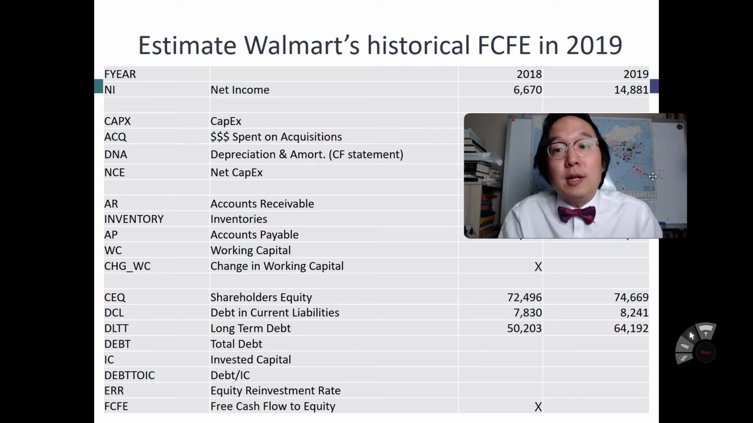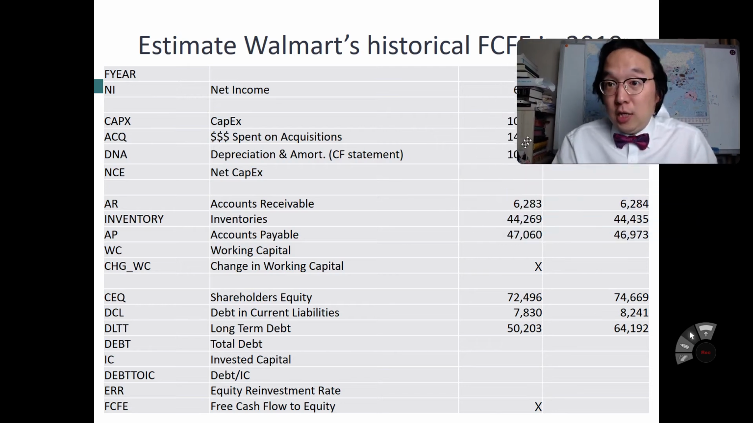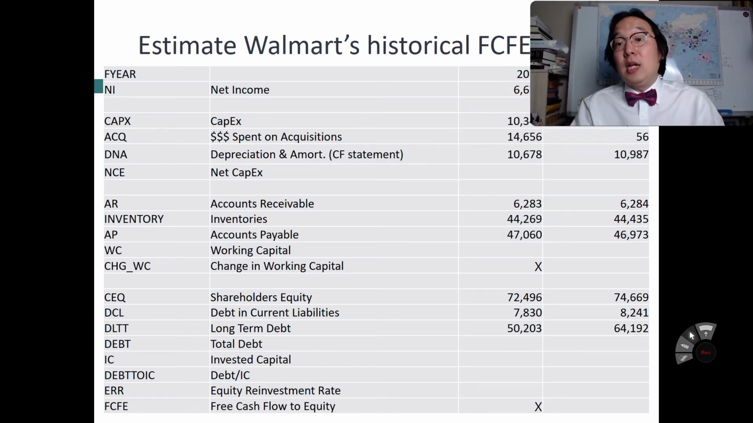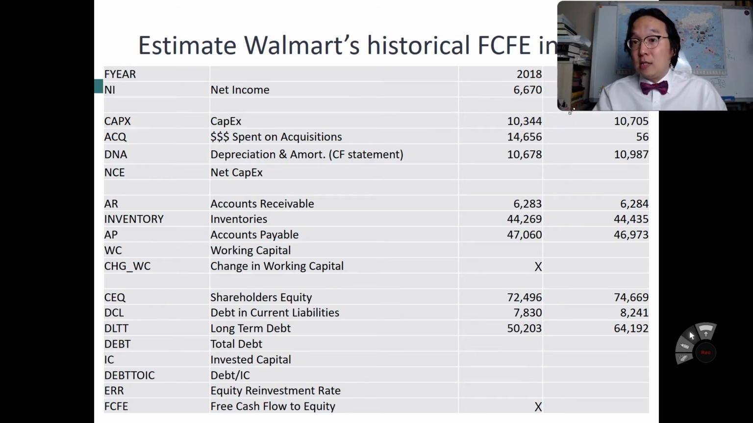Things will get clearer as we get to change in working capital, because we need to calculate change in working capital. That needs 2 time points' value. Other than that, 2019 is just good enough. But let's see. The approach that I'm going to take is multiplying. Okay, multiplication. Net income times 1 minus ERR would be your free cash flow to equity.